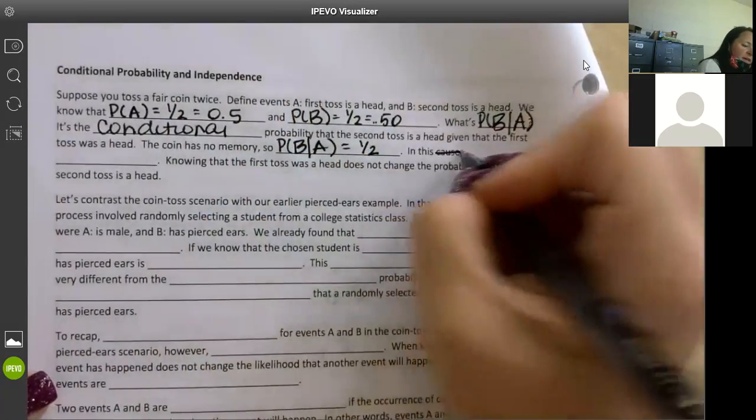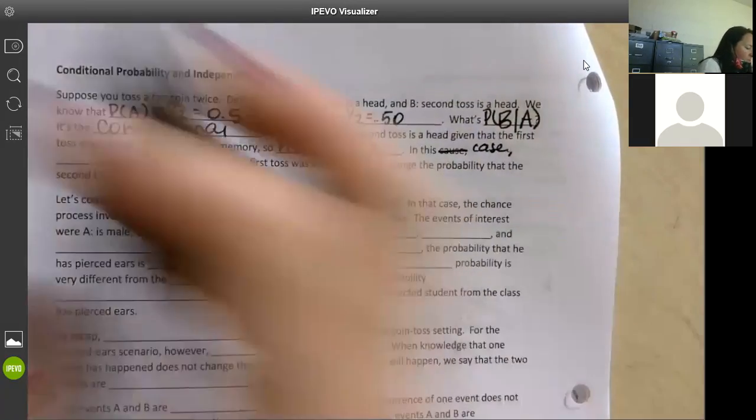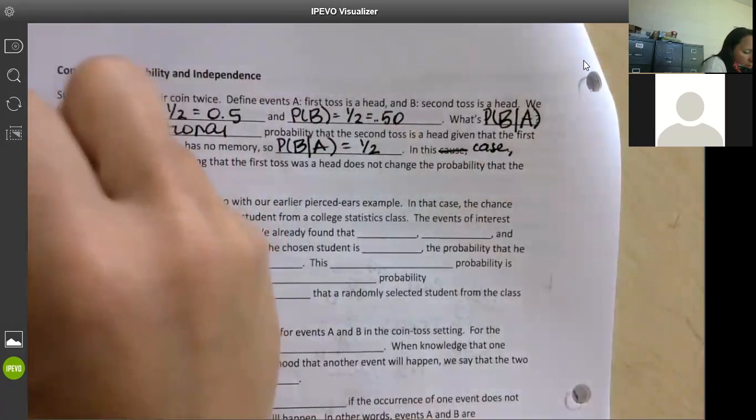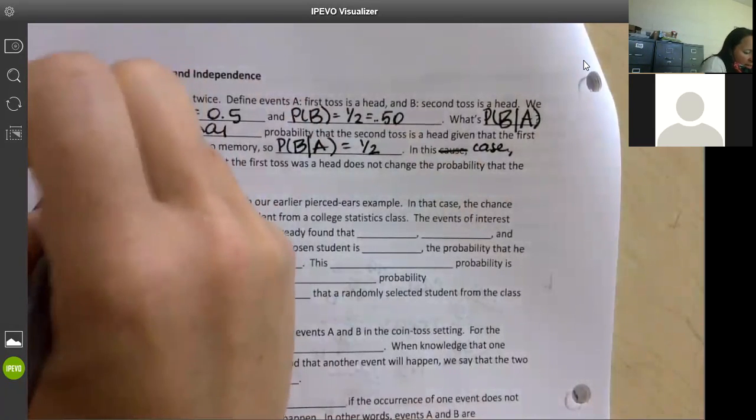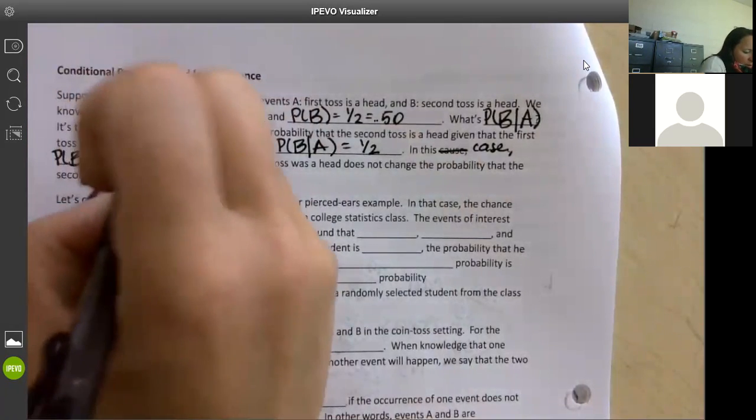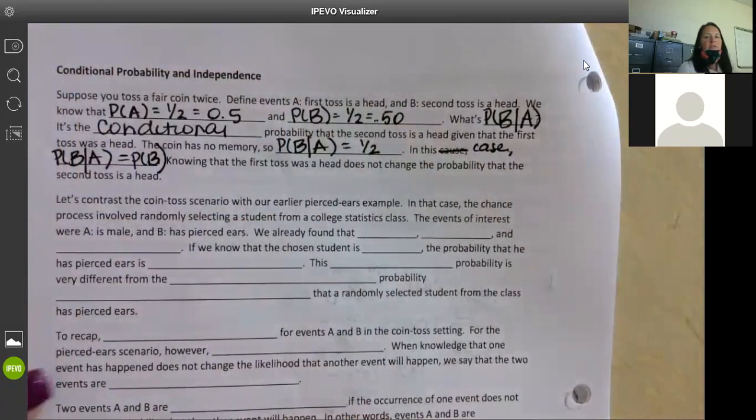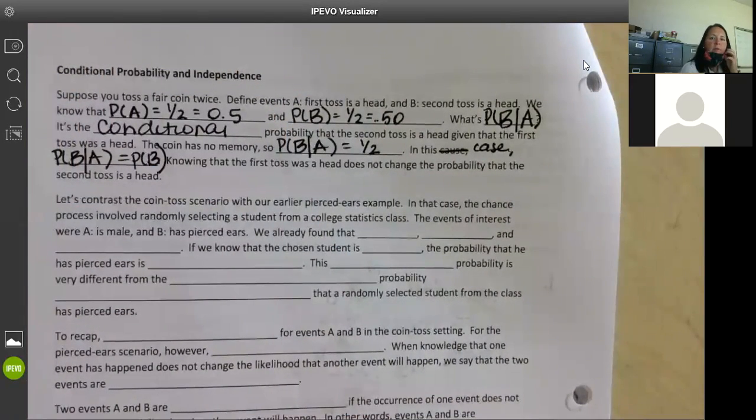We should say in this case, the probability of B given A is the same as the probability of B. Knowing that the first toss was a head does not change the probability that the second toss is a head.